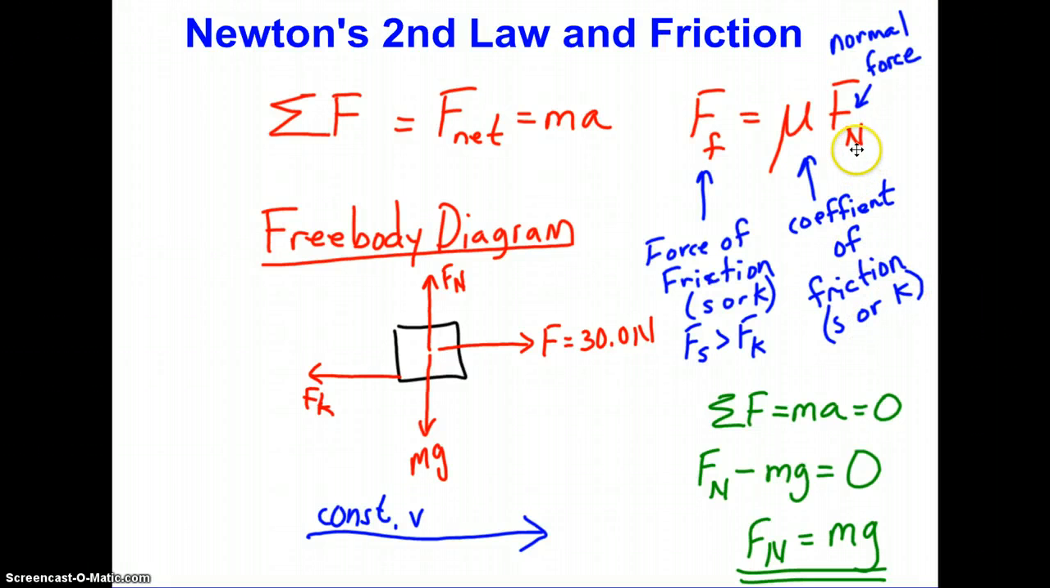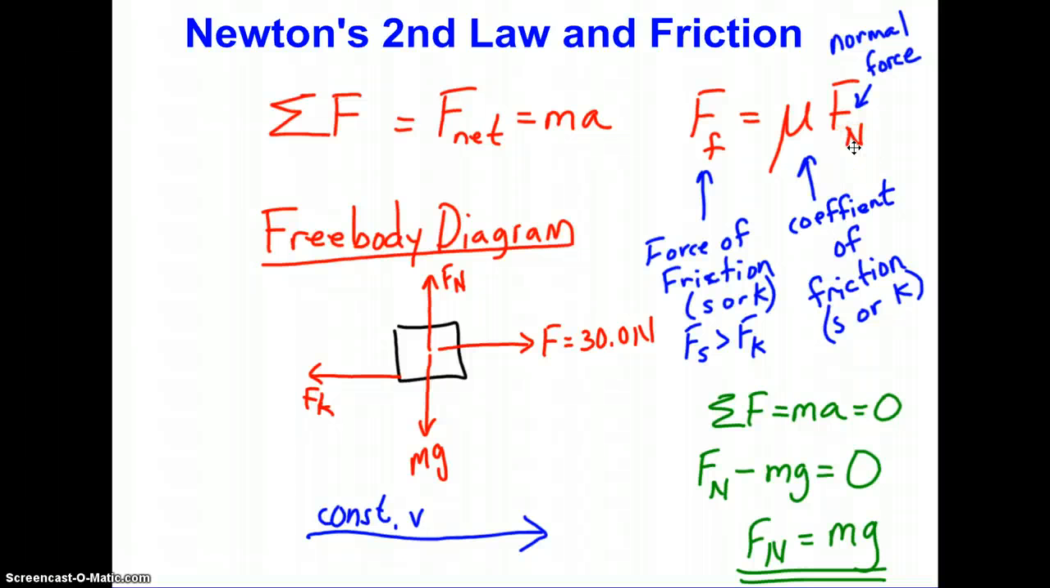The last variable here is F subscript n, which you already know as normal force. Note that this is all that friction depends on: the coefficient, which depends on the two surfaces in contact with each other, and the normal force.